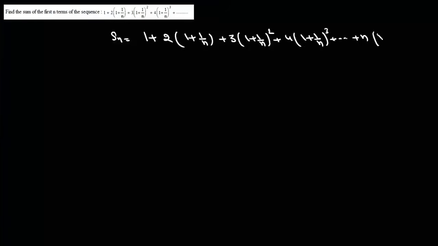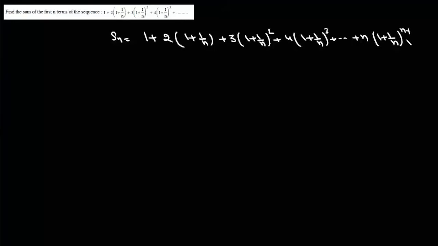Now the next question is, we need to find the sum of the first n terms of the sequence Sn, which is 1 plus 2 into (1 plus 1 by n) plus 3 into (1 plus 1 by n) whole square, 4 into (1 plus 1 by n) whole cube, up to the nth term, which will be n into (1 plus 1 by n) whole to the power n minus 1.